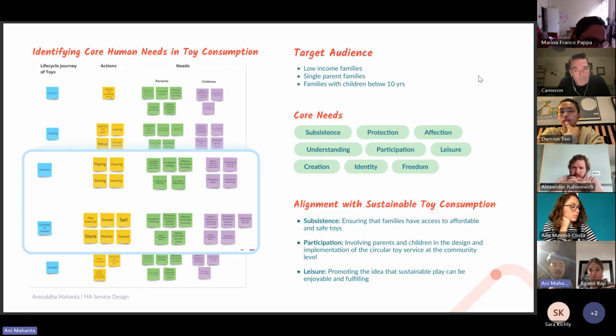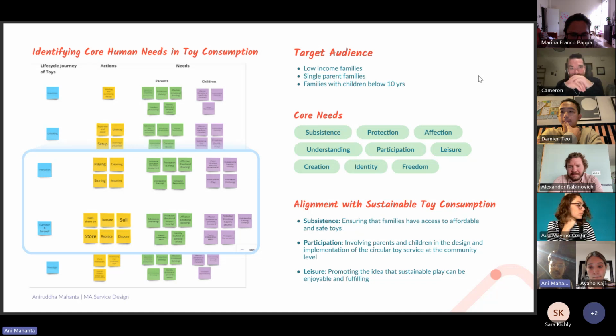And I could see a lot of overlap in those needs. Just to give an example of the few core needs that I identified, which are really prominent in toy consumption. It's almost all the needs, but a few major ones are definitely sustenance, protection, affection, participation. In terms of sustenance, it's about ensuring that families get access to toys.